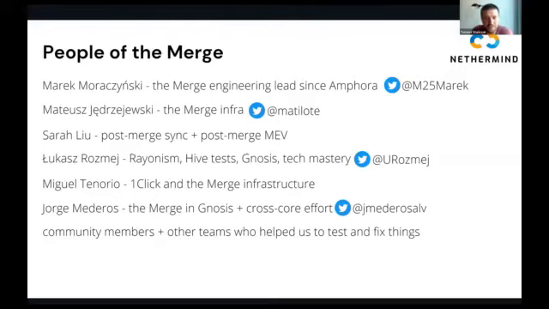What about the people of the merge for Nethermind? So all the community members that were testing, helping us fix things, contributing, sending PRs. That's extremely motivating, always, that people are there and they try and they use the Nethermind nodes. I think nowadays we have around 3% of the nodes on the mainnet, and this is growing.